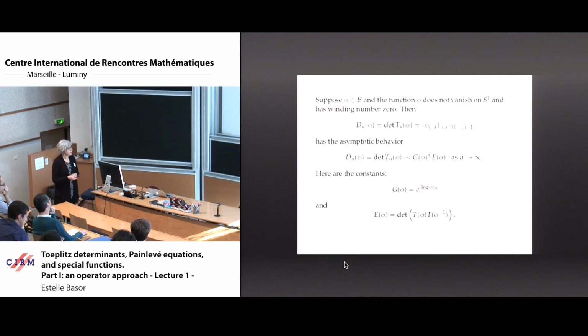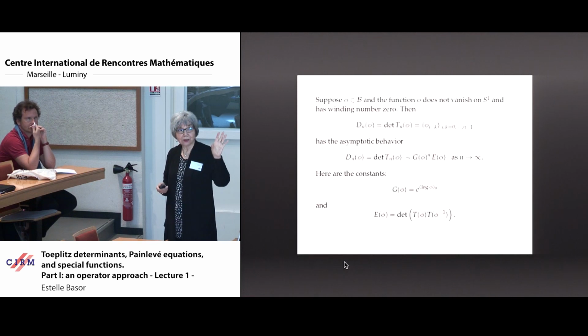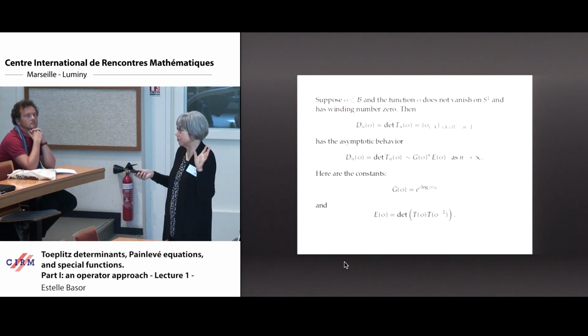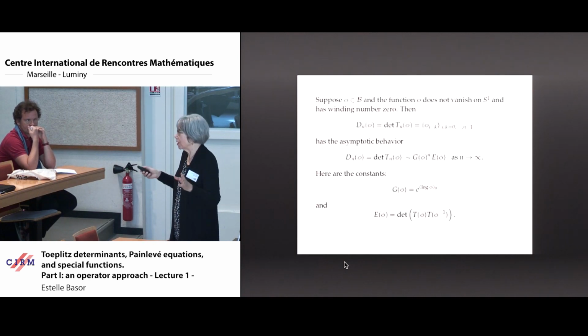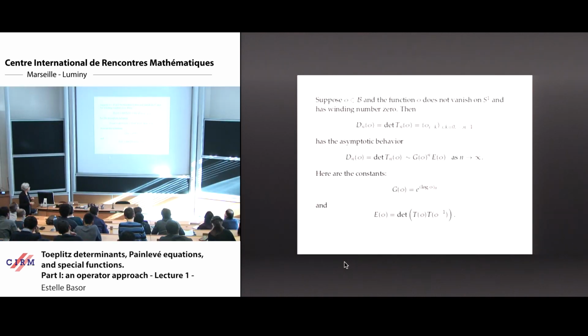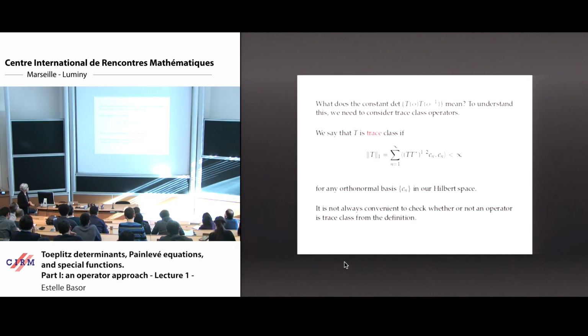Okay, so it's not clear that that last line even makes sense. What does that mean, the infinite determinant? So I'm going to tell you what that means, and then as soon as you know what it means, the proof kind of falls through. So we have to define this constant. We have to talk about infinite determinants. And so we're going to talk about trace class operators.